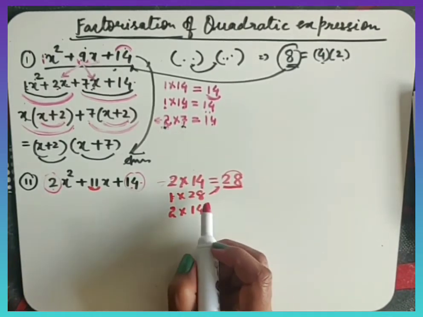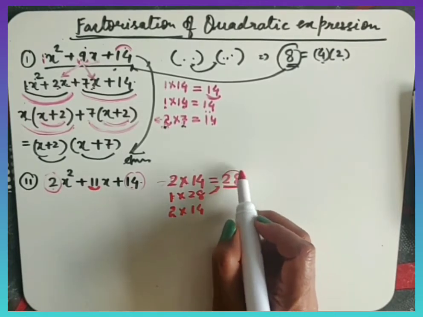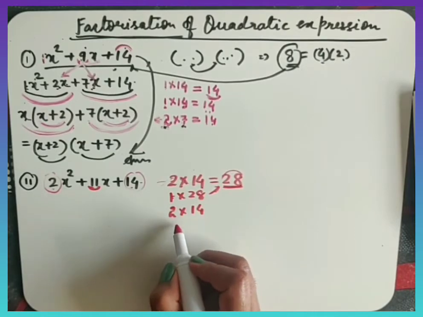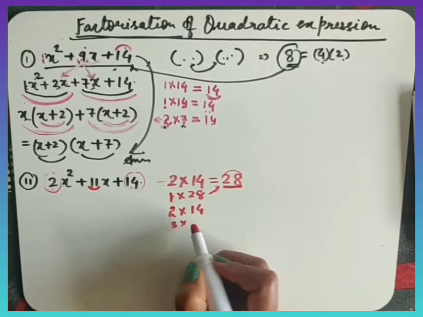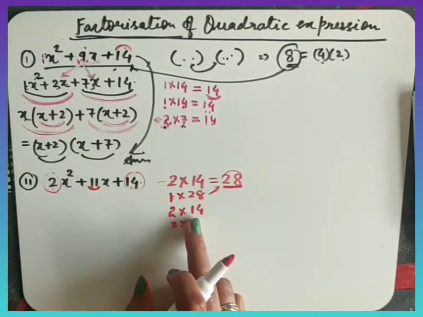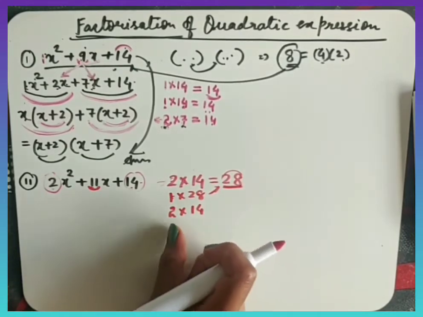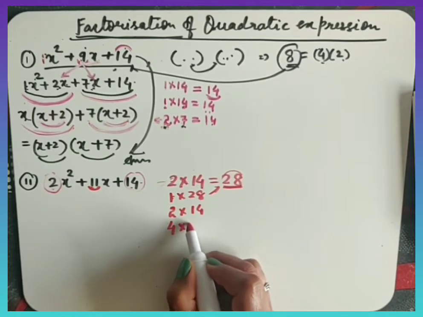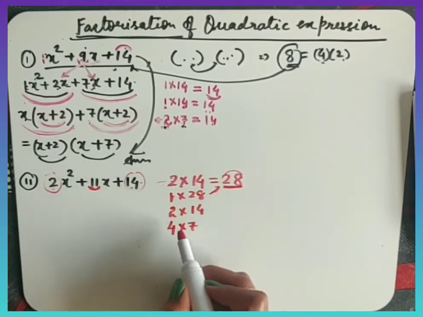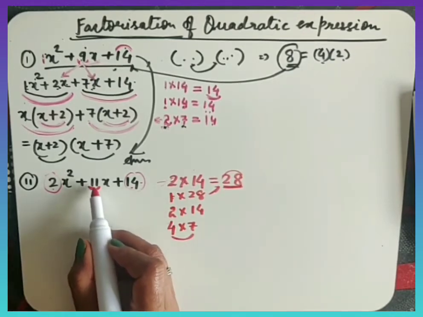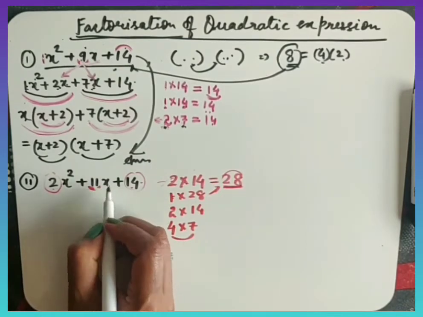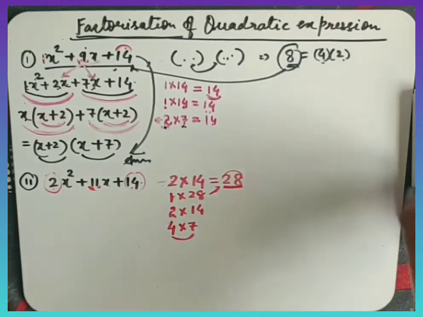Now is 3 a factor of 28? 3 is not a factor of 28, so we will not write down 3 as a factor. We will go further. We'll write down 4. 4 multiplied by 7 will give you 28. But I can see if we add 7 plus 4, it will give us 11. So in the same way, break this 11x into these two parts.